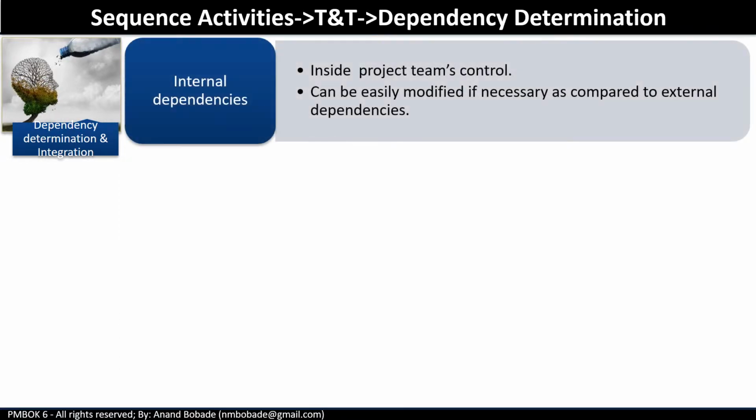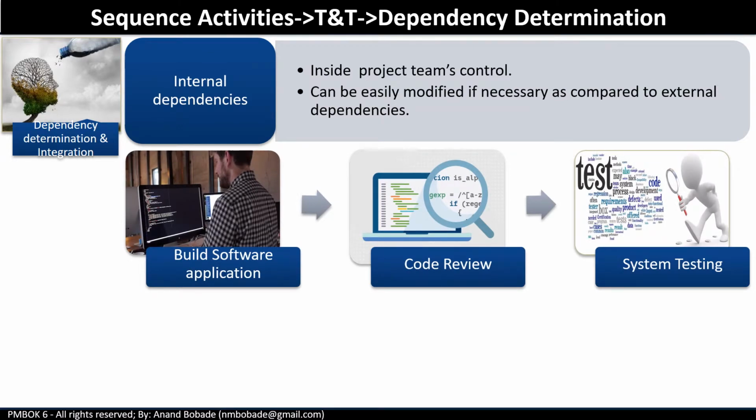Internal dependencies. These are the dependencies that are generally inside the project team's control. Therefore, if required, these are easily modified as compared to external dependencies. For example, in a software development project, code review is an internal dependency to start system testing. However, this can be easily modified as there is a possibility of performing both code review and system testing in parallel.